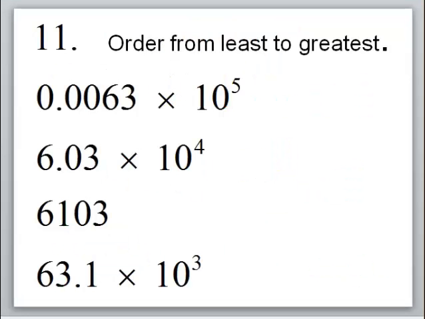Alright, in this next problem I'm asked to order these from least to greatest. The easiest way to do this is just to put these in standard form first and then go back. When we put these in standard form, we're going to notice that we have a positive exponent here, so I'm multiplying by a large number, so I want to make this number larger. In order to do that, I would be moving it to the right. So that actually makes this number 630. This one again is a positive exponent, so it's making it large, so I'll be moving it to the right, which would be 60,300.